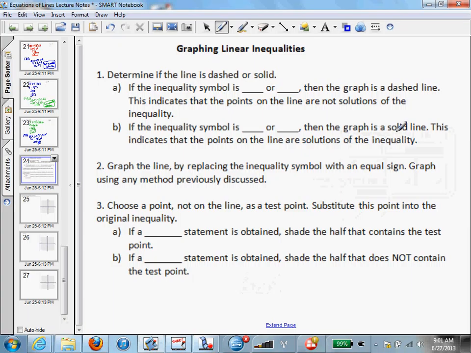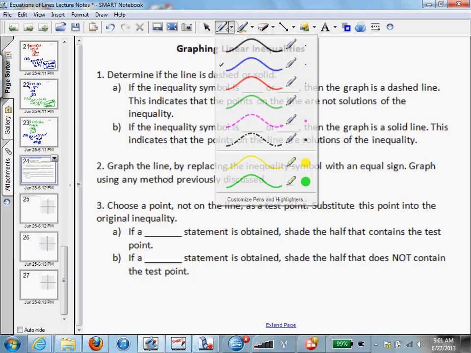Okay, so what you'll need to know are these sets of rules. Determine if the line is dashed or solid. This is a lot like solving those y equals mx plus b's, except instead of the equals between the y and the mx plus b, there's going to be an inequality.